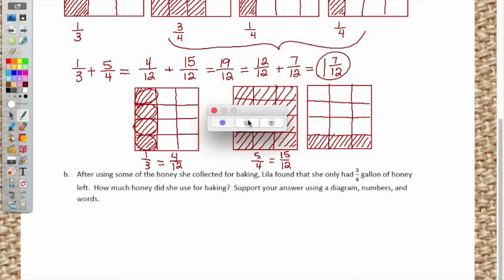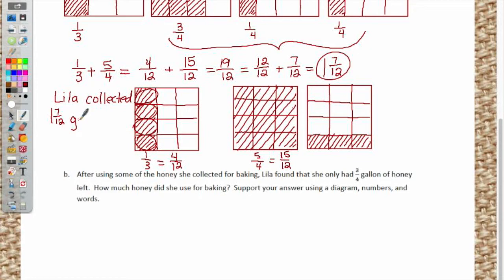A sentence to answer this would be, Lila collected... What do you think? Help me out here. Collected 1 and 7/12 gallons of honey in all. Okay, or whatever you want to do.